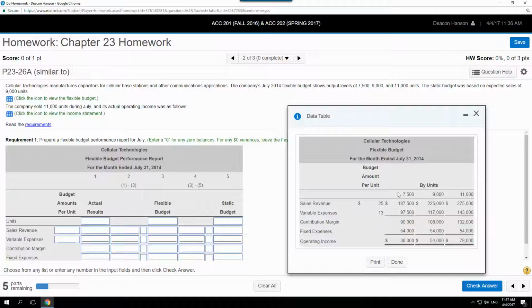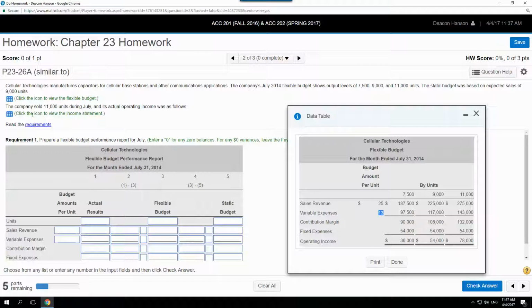So what's really happening in here is to get this revenue figure, they're multiplying 7,500 units by $25. That gives you 187,500. Same thing here, to get the $225,000 in the 9,000 unit column, you're going to take the price of 25 times 9,000 units. Okay, and that would be the same for the variable expenses. You take the number of units for each column and multiply it by the variable cost of $13 per unit. Okay. So let's see. That's the flexible.